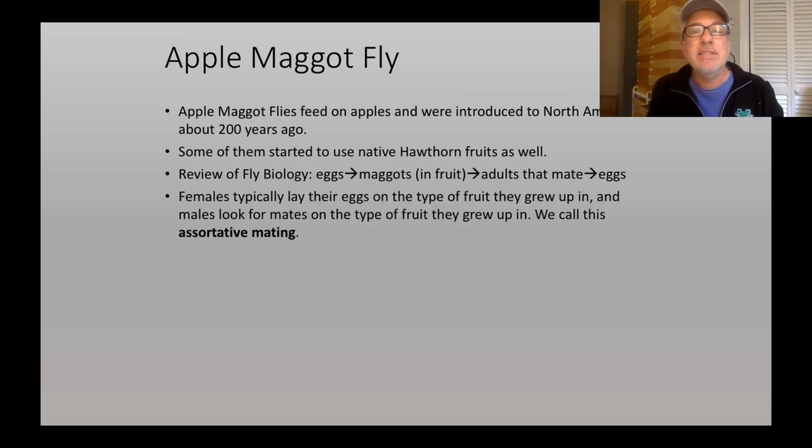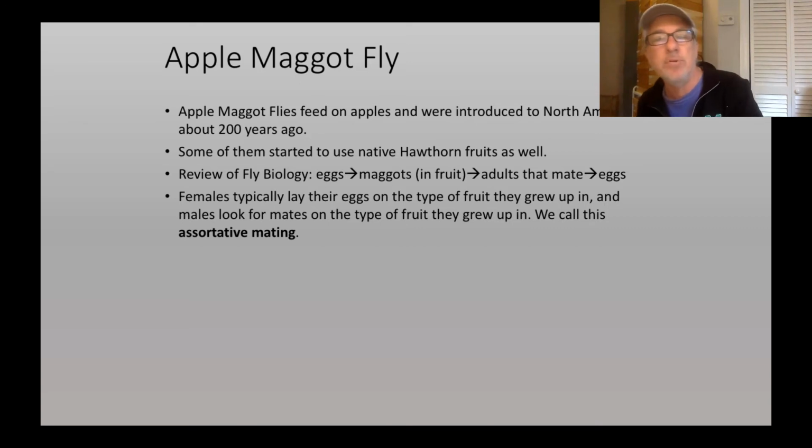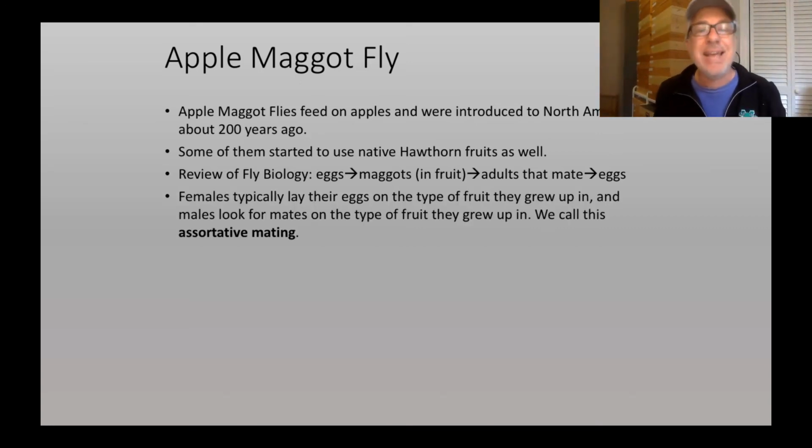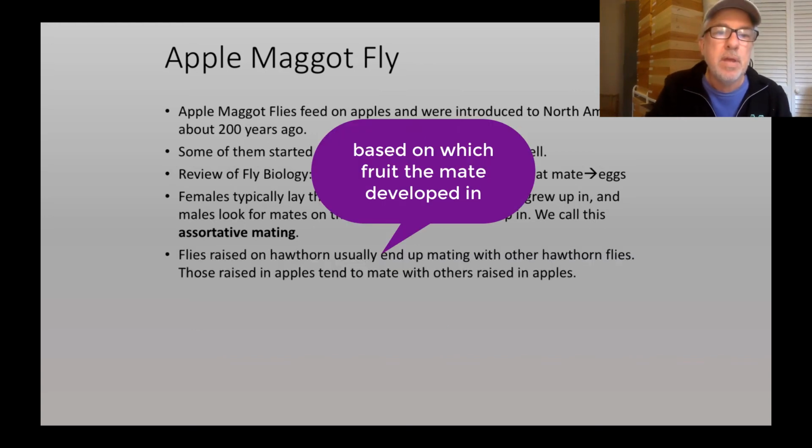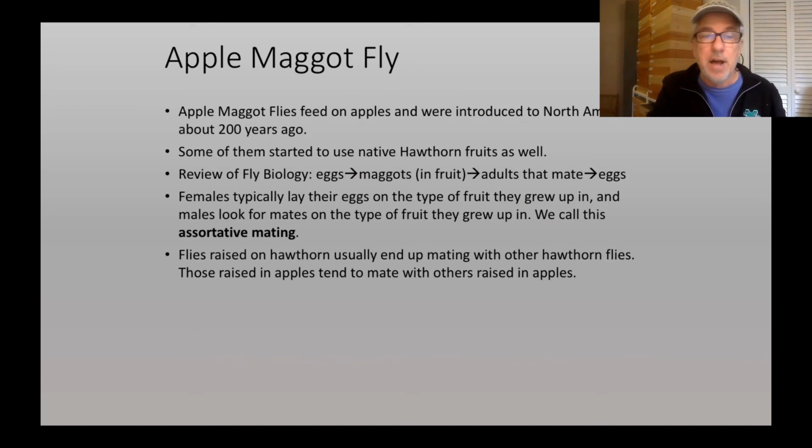Females typically lay eggs on the type of fruit they grew up in. So if you grew up in an apple, you're going to lay eggs on an apple. And if you grew up on a hawthorn fruit, you're going to lay eggs on a hawthorn fruit. And males look for mates on the type of fruit they grew up in. So if you grew up in a hawthorn apple, you're going to cruise for mates on hawthorn apples. And if you grew up in an apple, you're going to cruise for mates on an apple. We call this assortative mating because they're not mating randomly. They're choosing the fly with which they mate. As a result, flies raised on hawthorns usually end up mating with other hawthorn flies, and those raised on apples tend to mate with flies that were raised on apples.